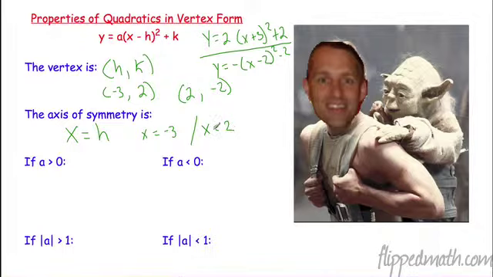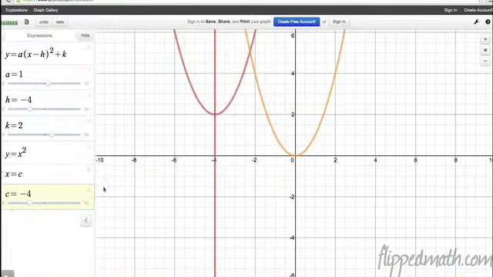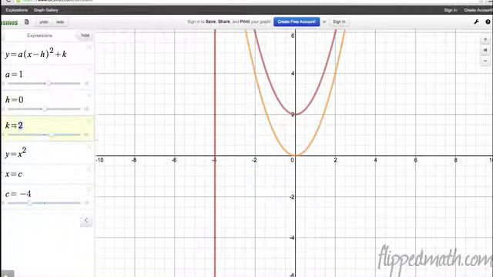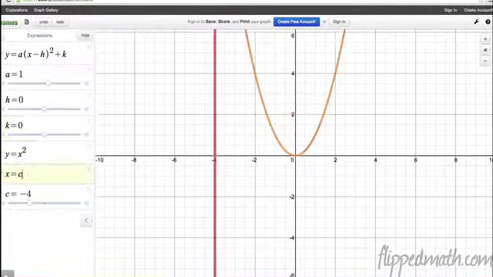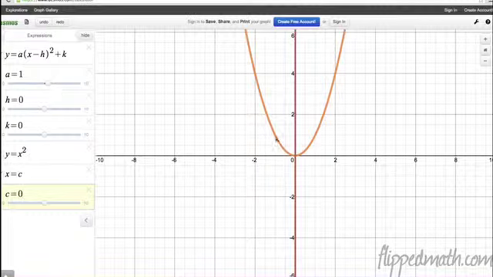All right, let's check this out. Now this one is talking about the a value, that a value in front. What does it do to the graph? What if it's greater than 0? What if it's less than 0? All right, let's go to the graph. Let's see. Greater than 0, less than 0. Let's reset this. So we have our parent function again. Let's just deal with a.